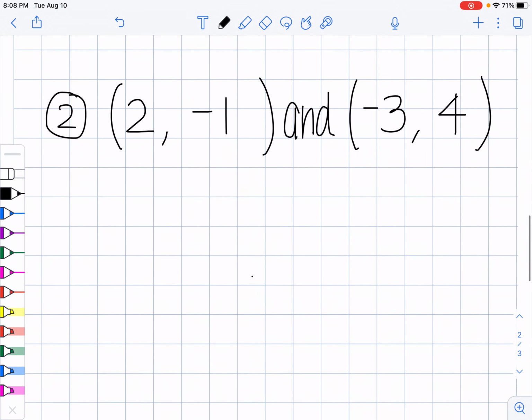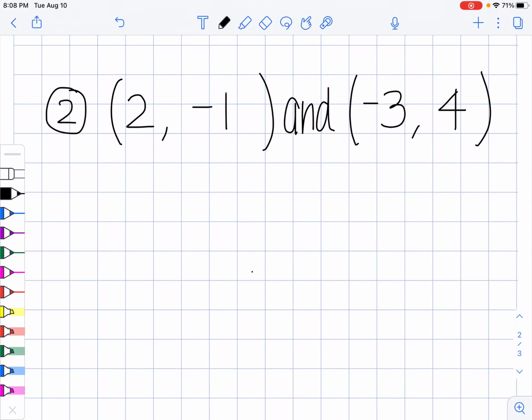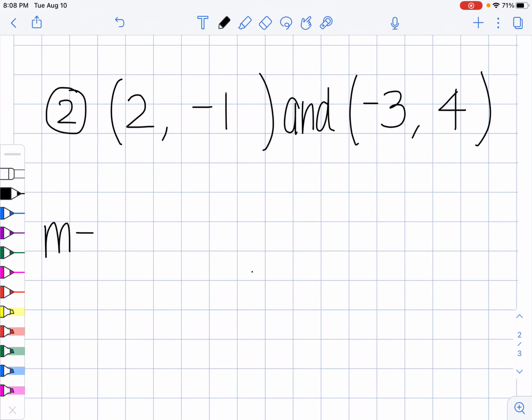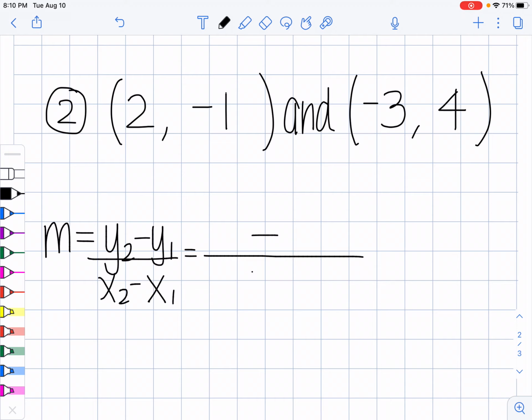Okay. Here's one for you to try. This is a good point for you to pause the video right now. Try this on your own, and then I'm going to work through it. Write out my formula. Fill in my skeleton and get to work.